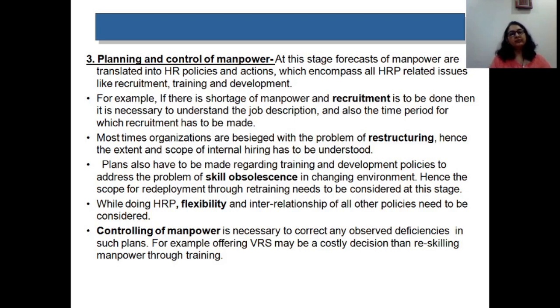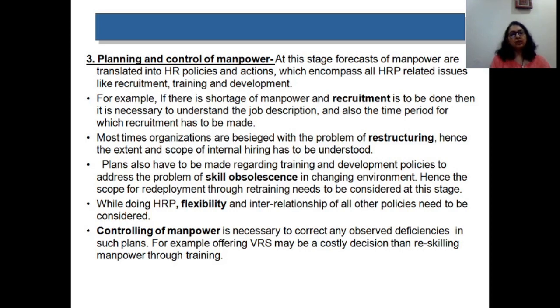Now for example, if in balancing or in forecasting the demand of manpower and the supply of people, the organization sees that it has shortage of manpower and it has to take up recruitment, then it becomes necessary for the organization to first understand the job description, that is the job for which the recruitment will take place. So the job description has to be done first, and also the time period for which recruitment has to be made.